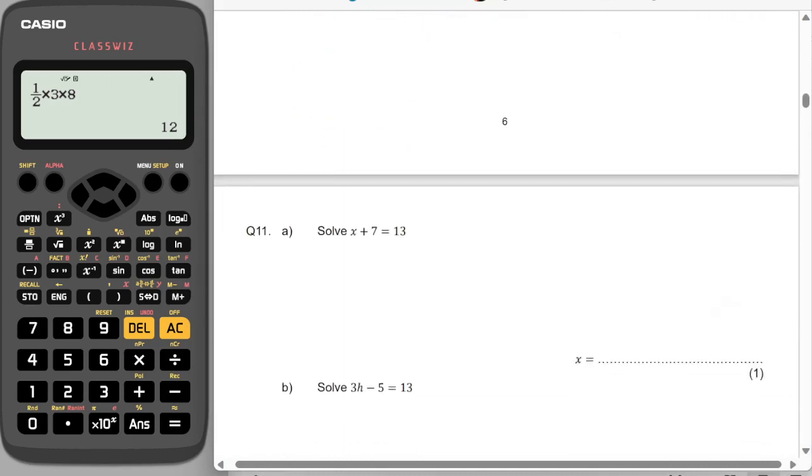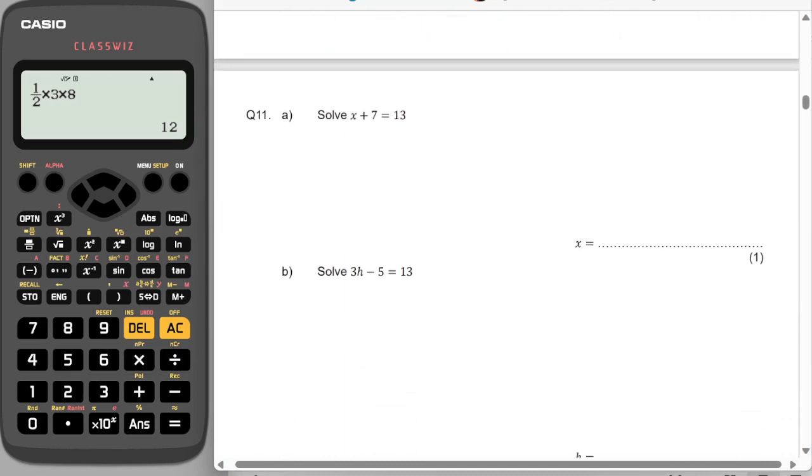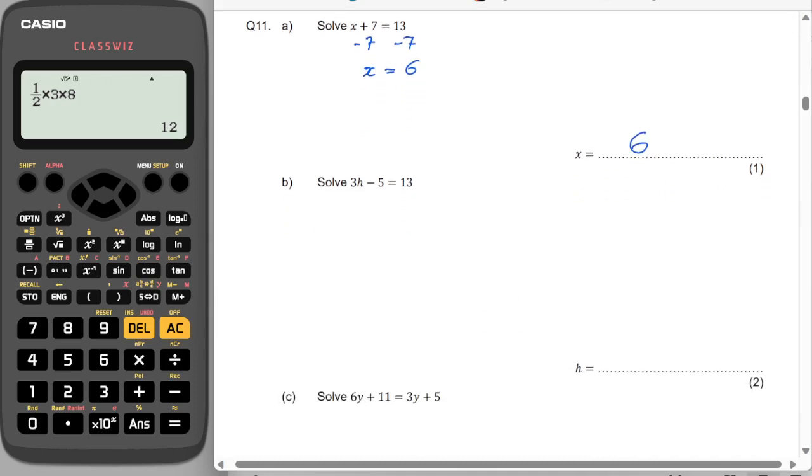Okay, question 11, solve. So I'm going to be minusing 7 on both sides of my equation here. So that's going to give me x is equal to 6. And then part B, solve. I'm going to start by adding 5 to both sides. So 3h is going to be equal to 18. Then divide both sides by 3. H will be equal to 6.